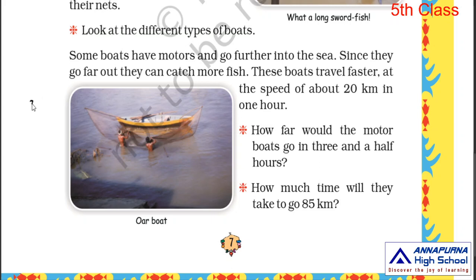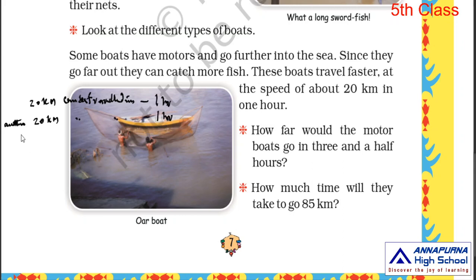So we know that 20 kilometers can be traveled in 1 hour. Now here the distance is 85. Let us take first 20 kilometers, which can be traveled in 1 hour. So out of 85, 20 less means 65. Now take another 20 kilometers. Another 20 kilometers can be traveled in 1 more hour.